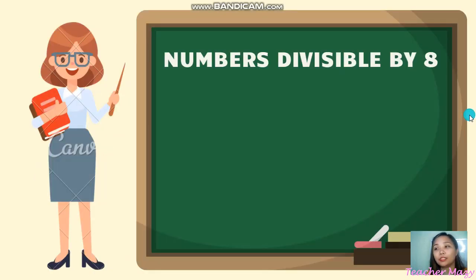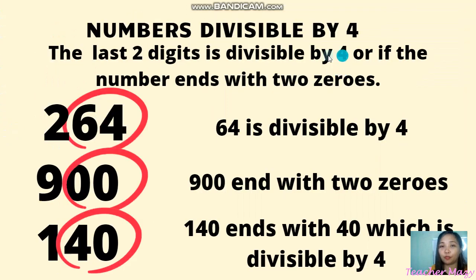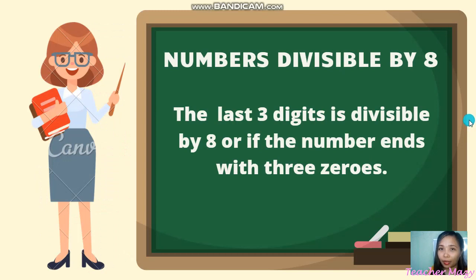Next is numbers divisible by 8. So, numbers are divisible by 8 if the last 3 digits are divisible by 8 or if the number ends with 3 zeros. So, kanina, sa ating numbers divisible by 4, last 2 digits ang titignan natin. While dito, sa numbers divisible by 8, last 3 digits ang i-observe natin. Okay? Divisible by 4, last 2 digits. Divisible by 8, last 3 digits.